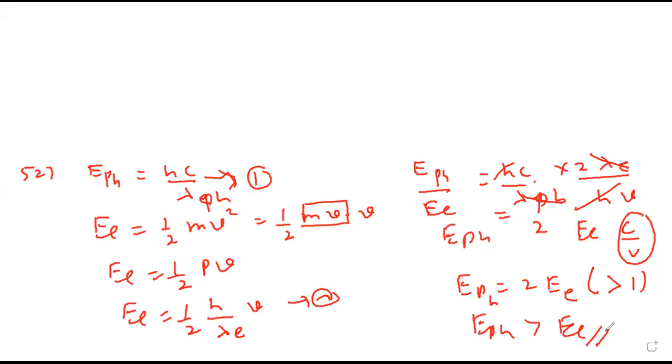Next. 53, the de Broglie wavelength of a neutron at 27 degrees is lambda. Then the wavelength at 927 will be how much? Okay, look, they have given the temperature and wavelength relation. I know the wavelength and velocity relation, this is the formula of de Broglie's wavelength.